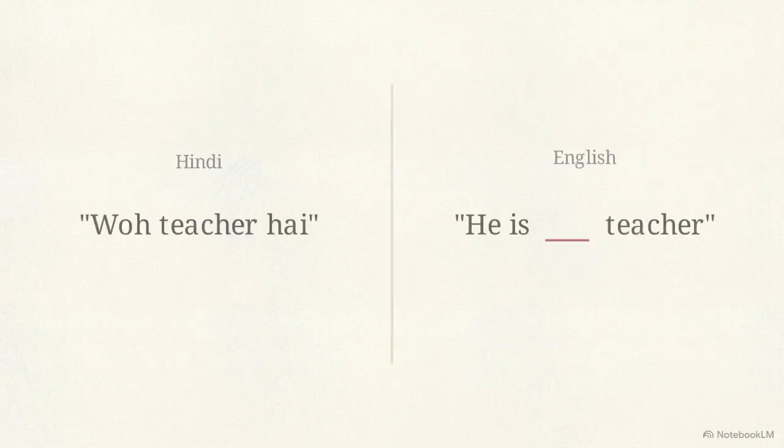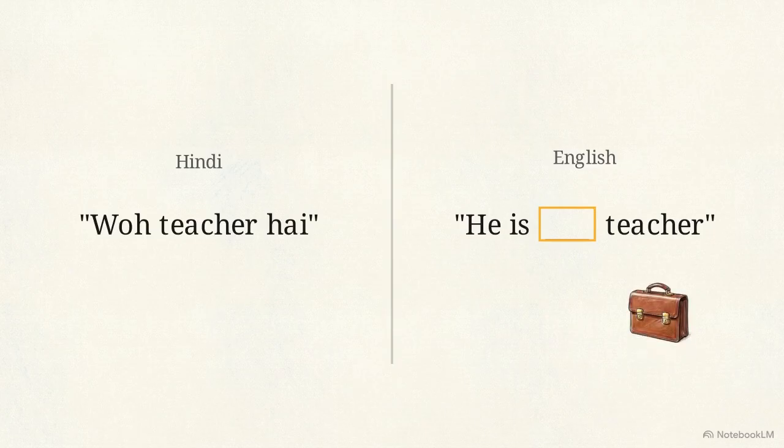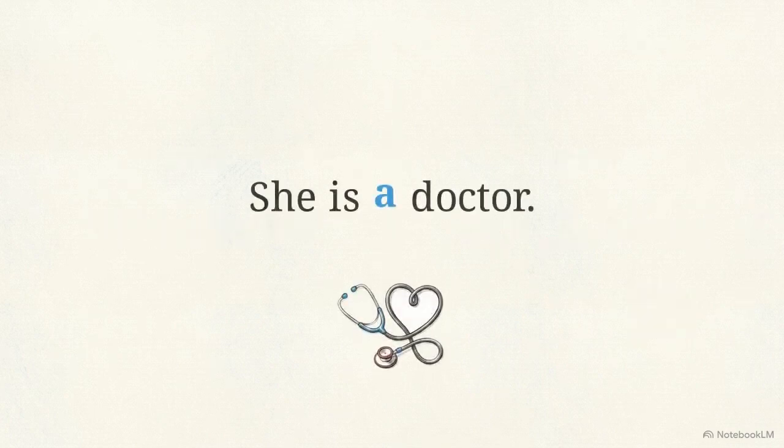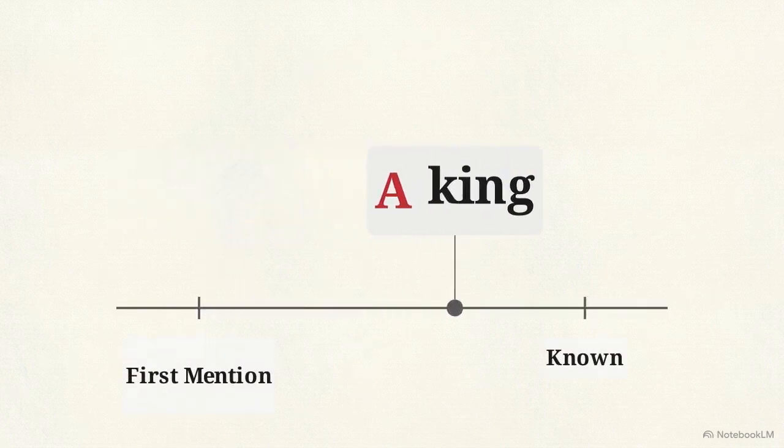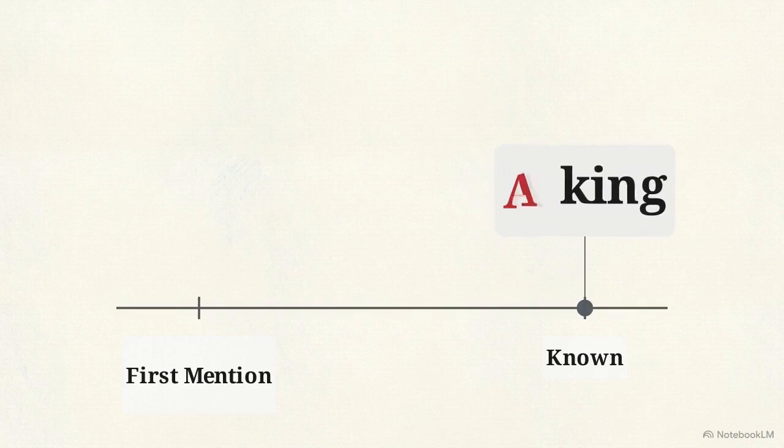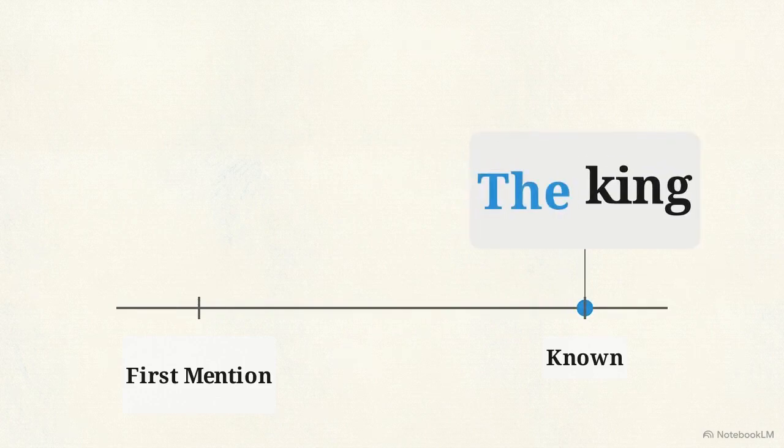This logic also applies to how we describe what people do. In Hindi, we might say, "Wo teacher hai," but in English, you must include the article to identify the occupation. He is a teacher, she is a doctor. We also use a when introducing a noun for the first time in a story. If I say, "There was a king," I am introducing someone new. Once you know who he is, I then switch to the king.